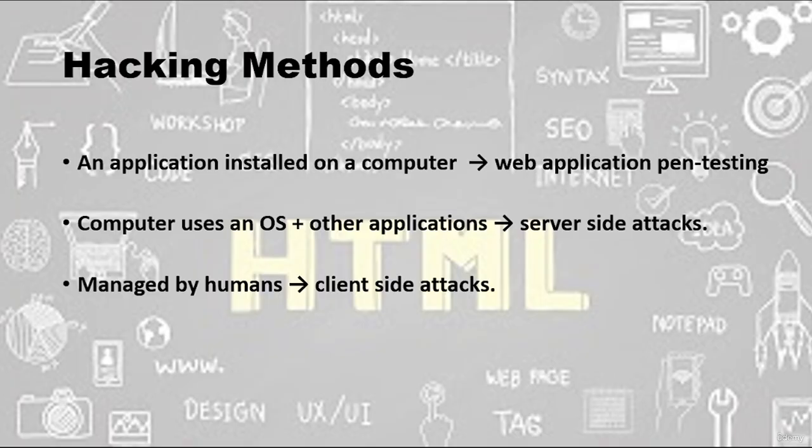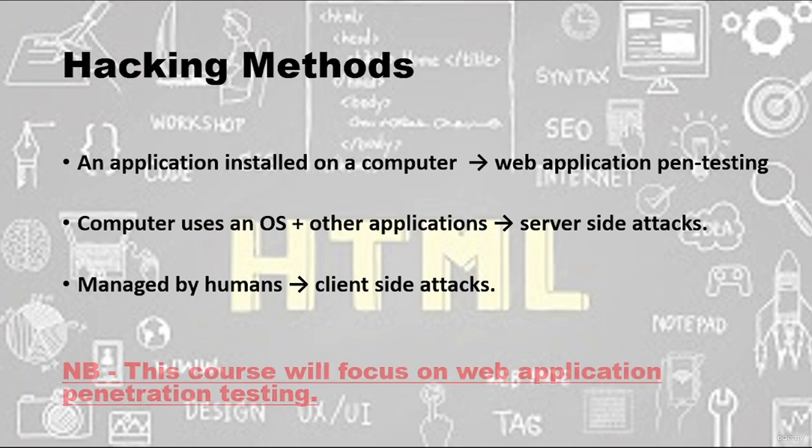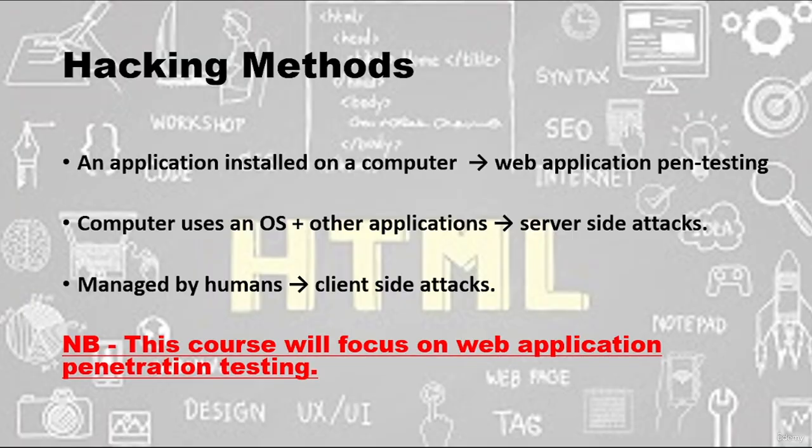Or since the servers and the websites were made by humans and are controlled and managed by humans, we can also take advantage of that. Maybe use social engineering and hack the human thoughts. That is what we call a client-side attack. You get it? It's a client-side attack. So remember, in this course we're going to be doing a web application penetration test, testing a web application that is stored on that computer.